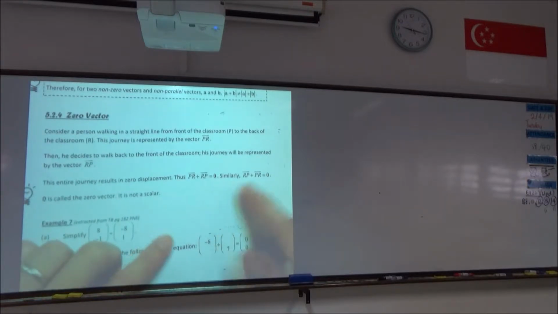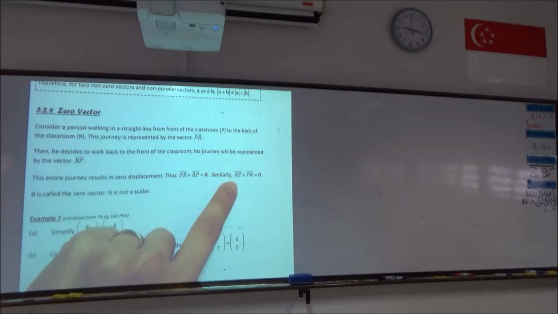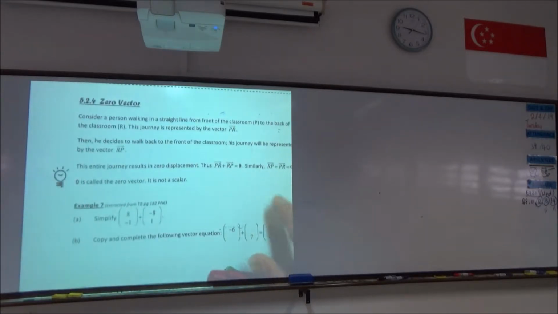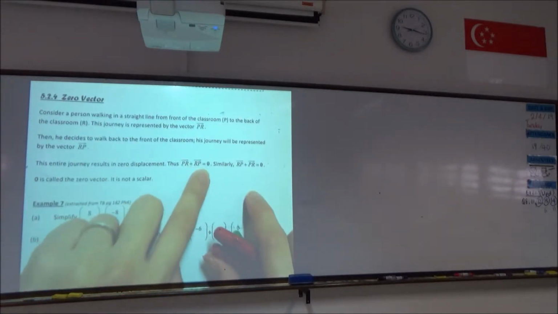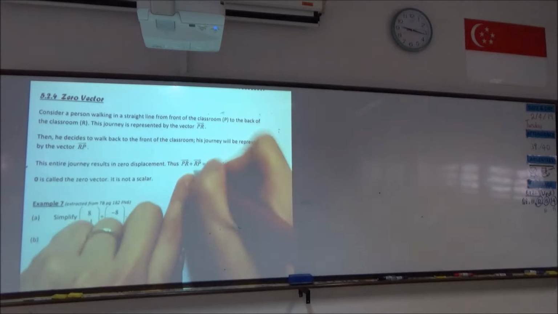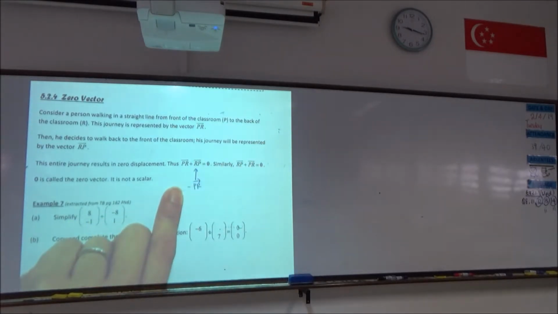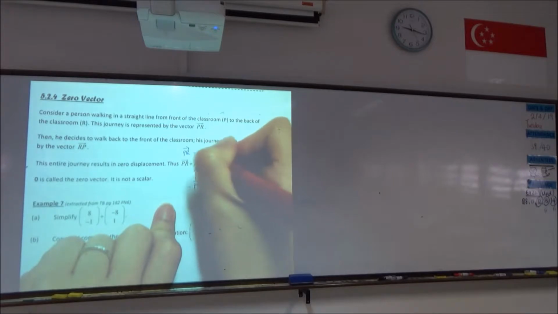Likewise, if the person walks from the back to the front and then from the front to the back again, taking the origin from the back of the classroom, this will also give us 0. So 0 is a zero vector, it is not a scalar. When you add up two vectors like that, RP is actually the negative of PR. So in other words, we can write PR plus RP as PR minus PR.